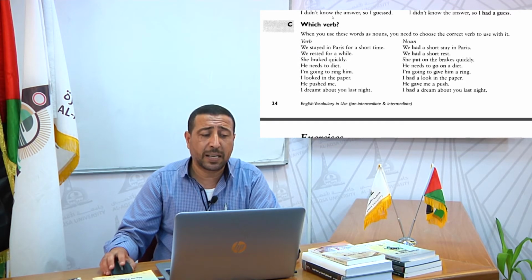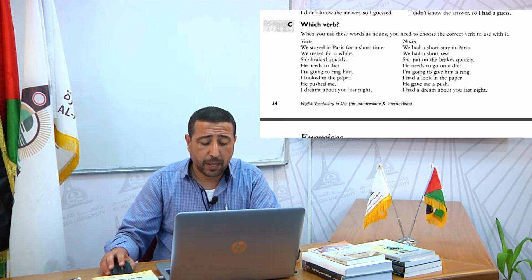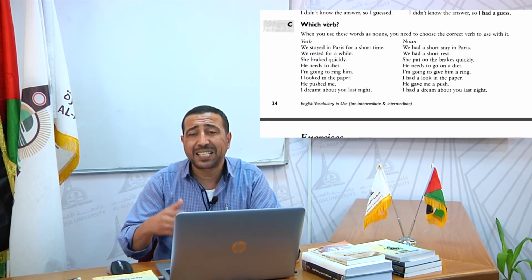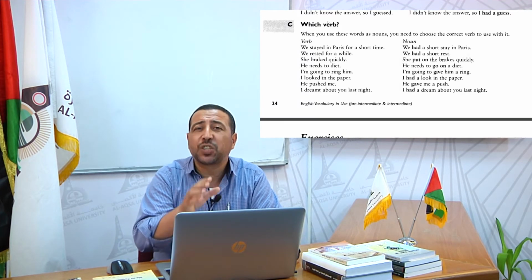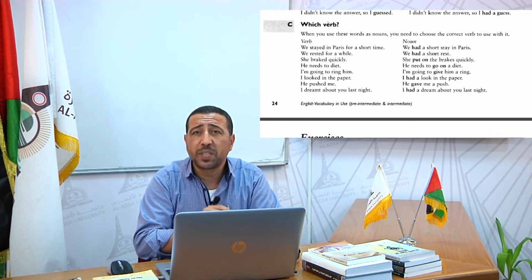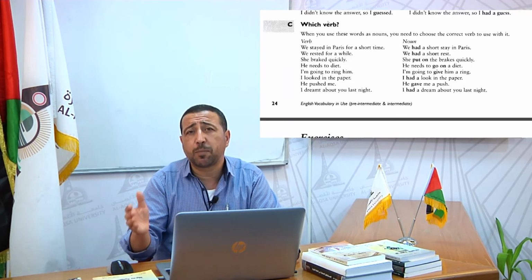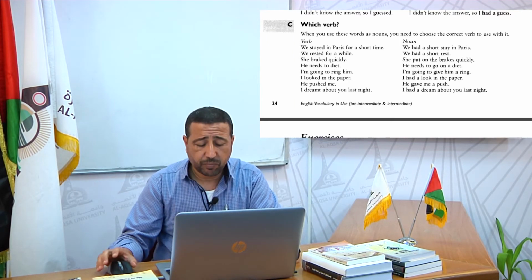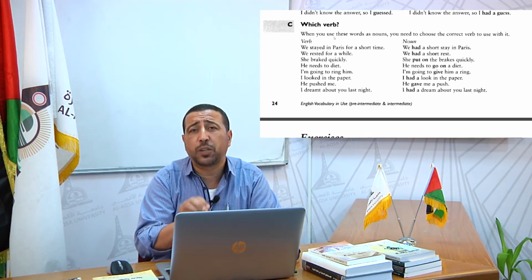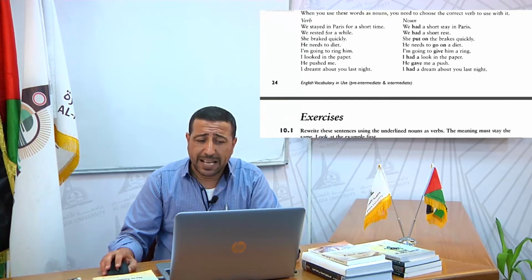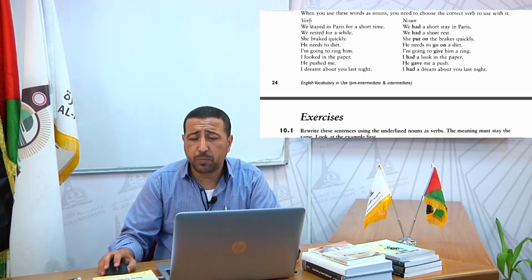Let's move to C. Which verb? This is the idea that we need to be careful when using the words as nouns, since we need to use another verb, an appropriate verb. So when we use these words as nouns, we use other verbs with these nouns, and we need to be very careful concerning the verb that we need to choose.